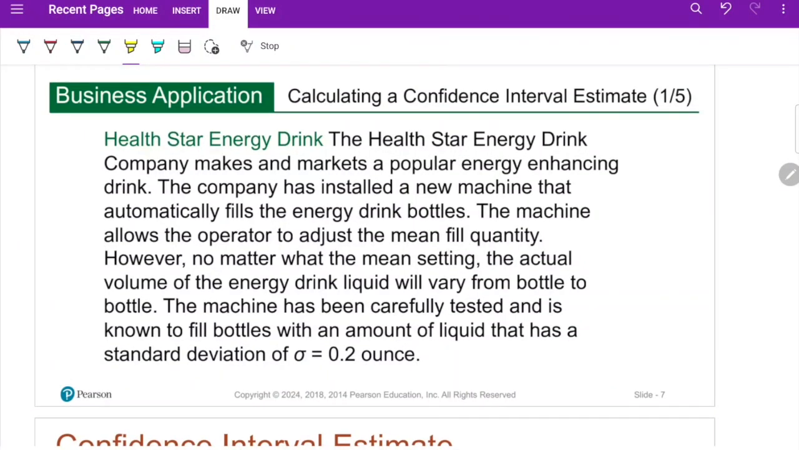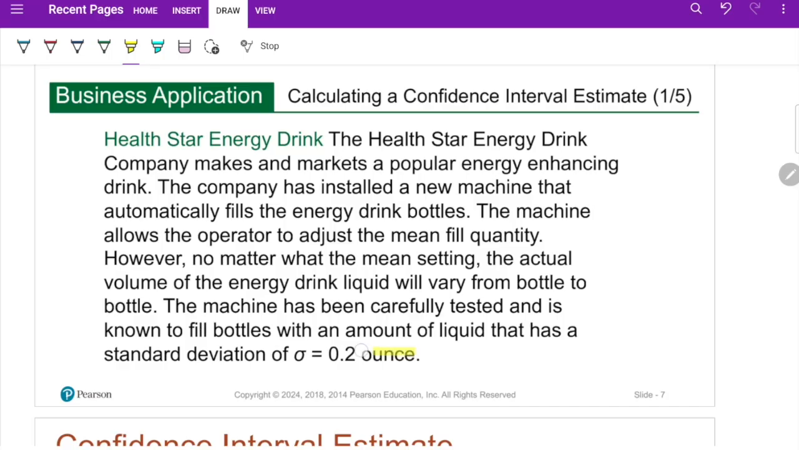Example. Let's just study this example. The Health Star Energy Drink Company makes and markets a popular energy-enhancing drink. The company has installed a new machine that automatically fills the energy drink bottles. The machine allows the operator to adjust the mean fill quantity. However, no matter what the mean setting, the actual volume of the energy drink liquid will vary from bottle to bottle. The machine has been carefully tested and is known to fill bottles with an amount of liquid that has a standard deviation of 0.2 ounces.